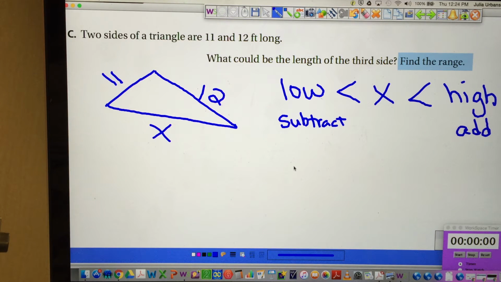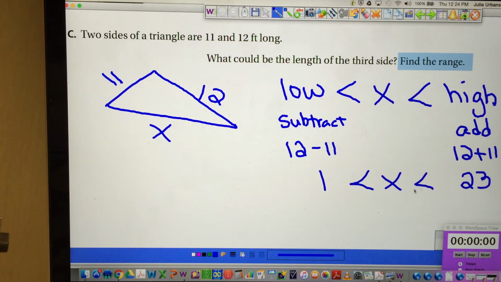You don't have to write this out every time, but write it in your notes so you'll have it. I would subtract 12 minus 11. I usually don't write that out until the end. 12 minus 11 is 1. For the high end, you add 12 plus 11. So what would that one be? 23. And your X would be in the middle.